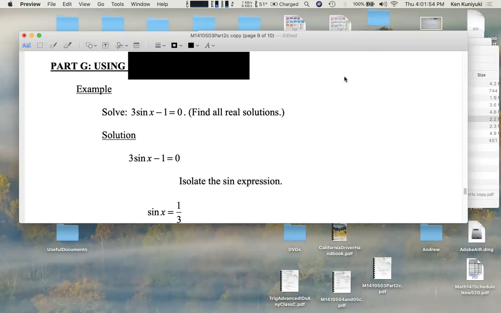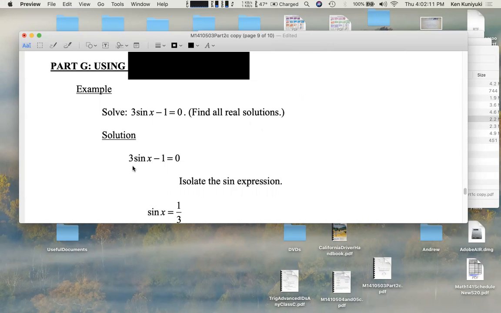Hi everyone, we're going to finish up 5.3 by using some notation that we haven't seen in a while. Let's solve this equation. 3 sine of x minus 1 equals 0, and we want to find all real solutions. We're solving this on R.